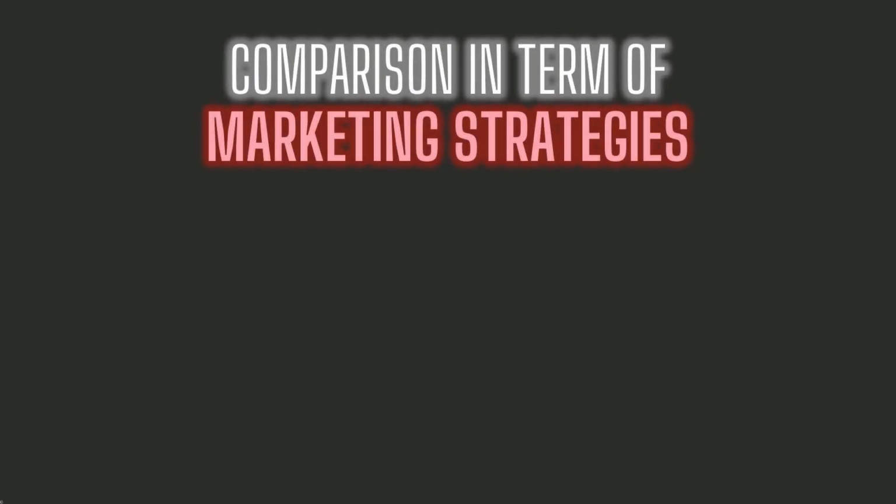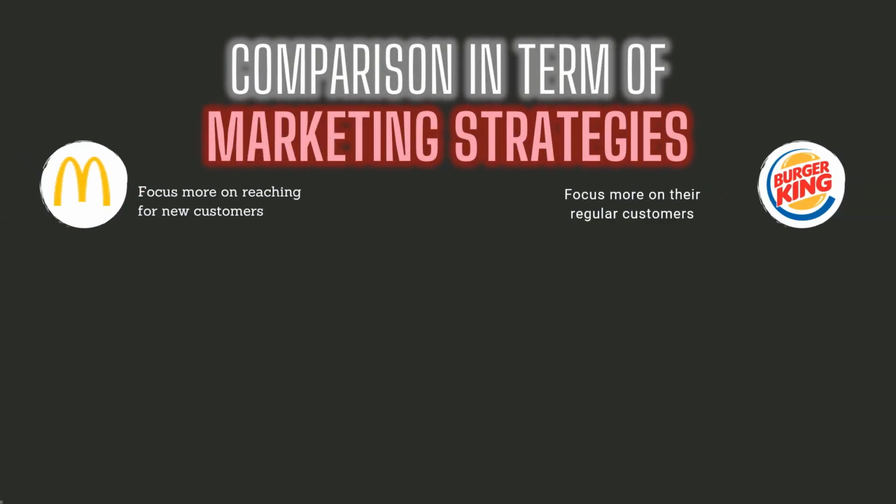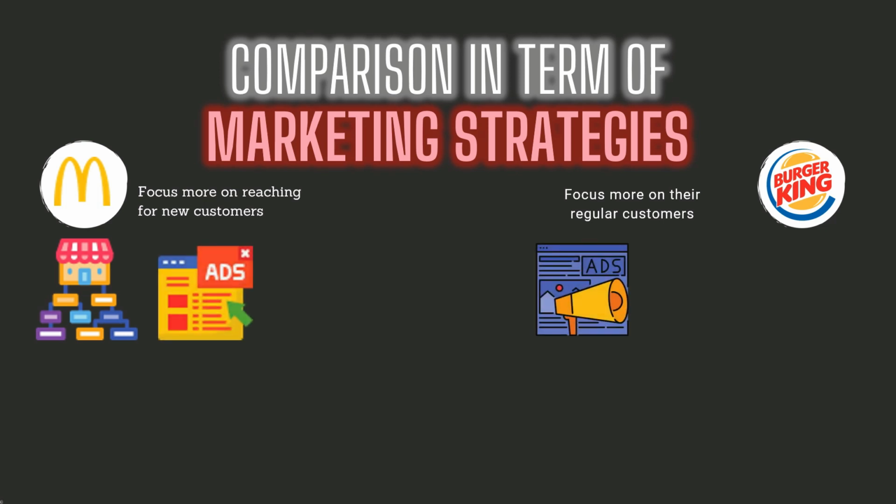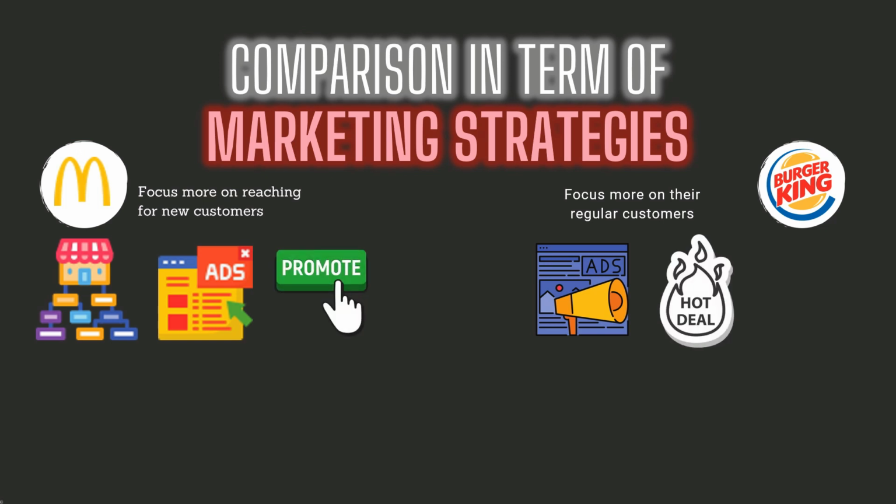Lastly is the comparison in terms of marketing strategies between McDonald's and Burger King. McDonald's has a strategy called the franchise model, where 85% of the outlets are being operated by the franchisees and only 15% being operated by the company. Next is advertising. Both fast food restaurants implement this strategy, but McDonald's is more obvious doing this strategy compared to Burger King. Next is sales promotion, whereby both McDonald's and Burger King are doing very vigorously.